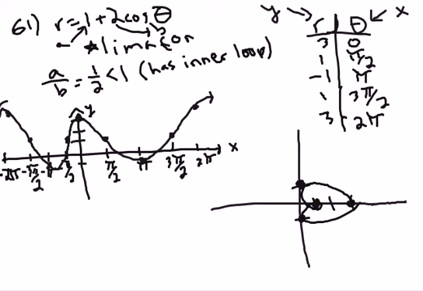Okay, so just to recall that, the first point here, I went out 3, angle of 0, out 1, pi over 2, left 1, pi, out 1, 3 pi over 2, and then this one's repeated, 3, 2 pi. Okay. All right, let's continue right along with number 62.